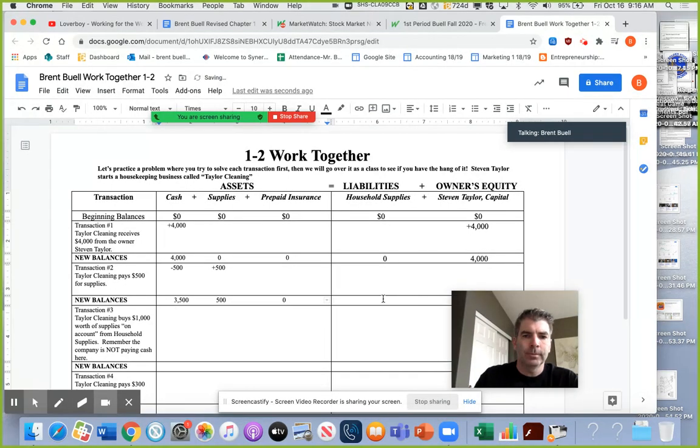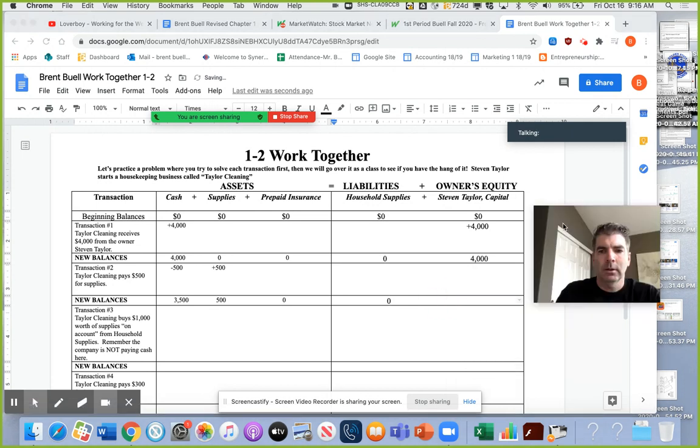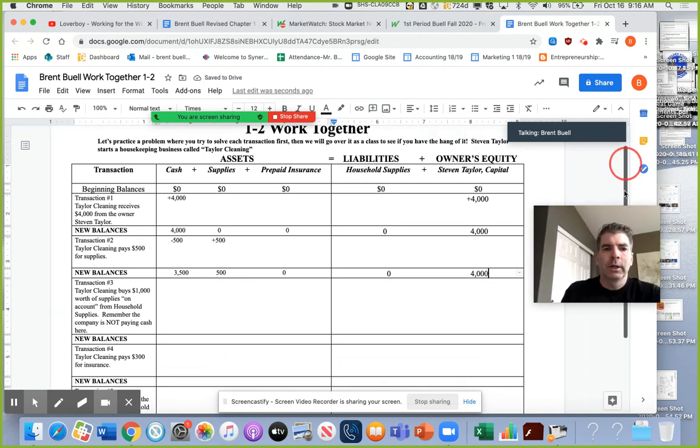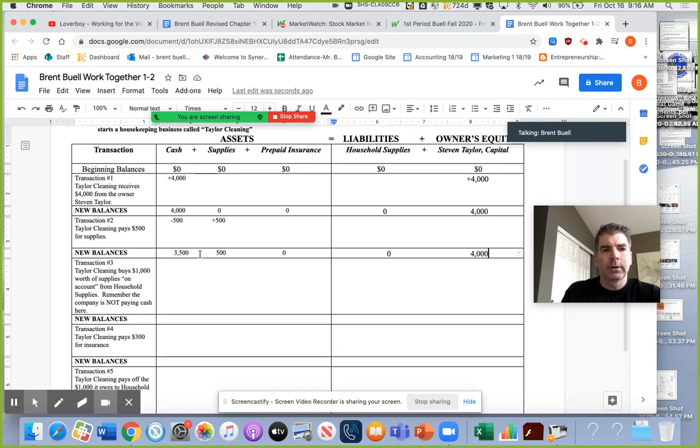Zero. Insurance, zero. Household supplies, and capital, 4,000. Okay. All right. So again, what they'll say is, where did you get $3,500 in cash and 500 supplies?